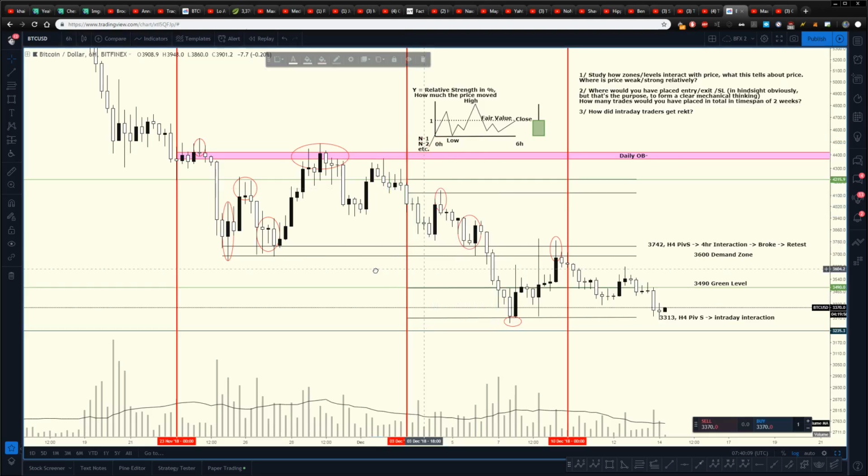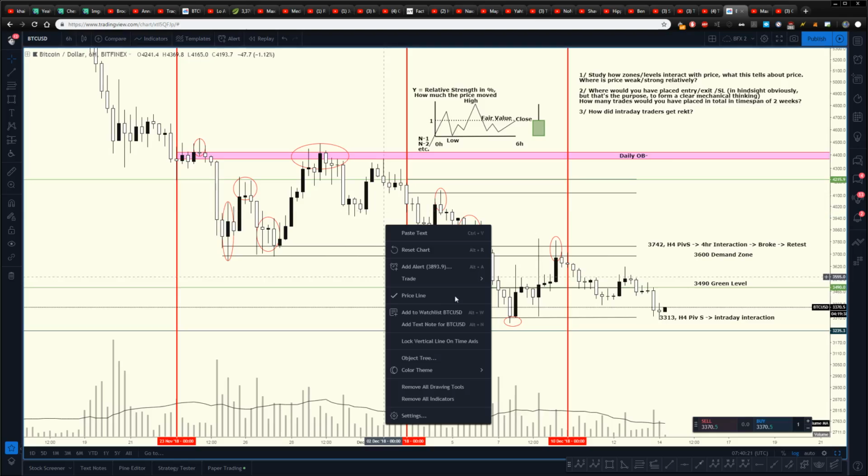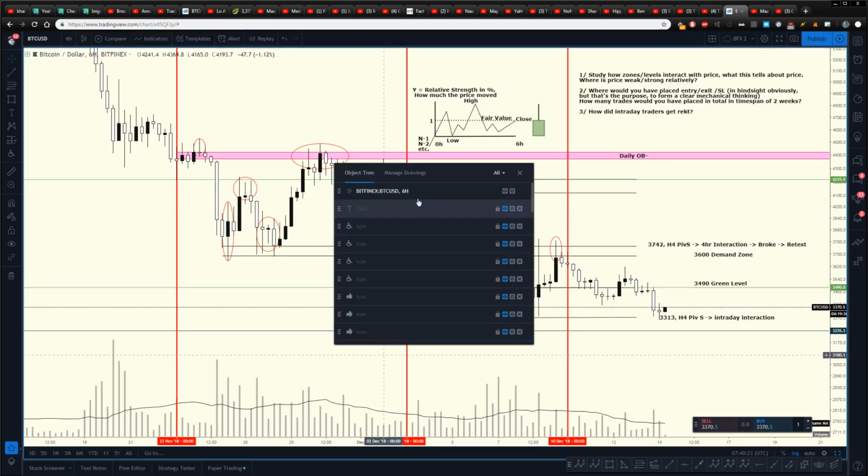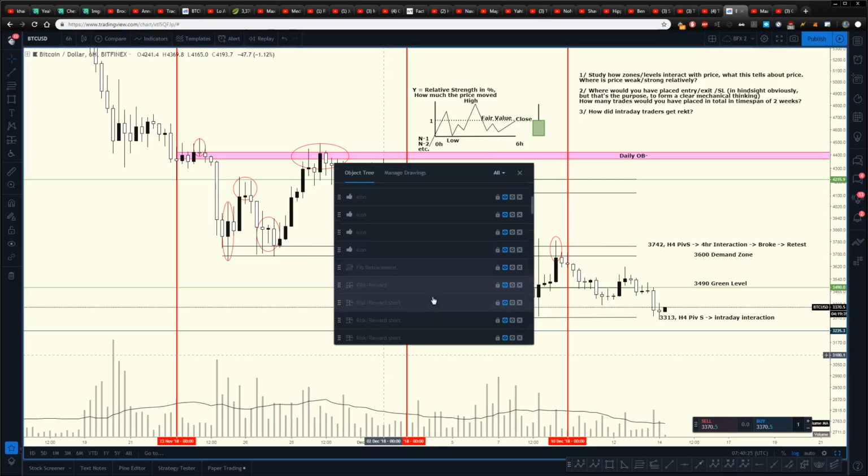Let me hide this one as well. This is awful. I don't know why the chart keeps doing this. That's stupid TradingView. Risk to reward short.